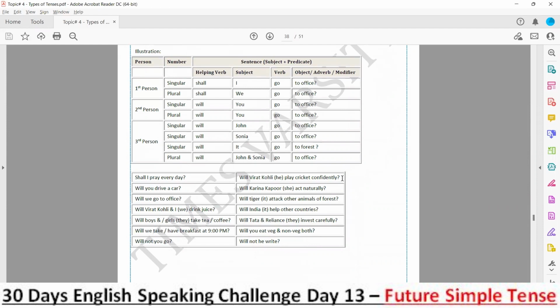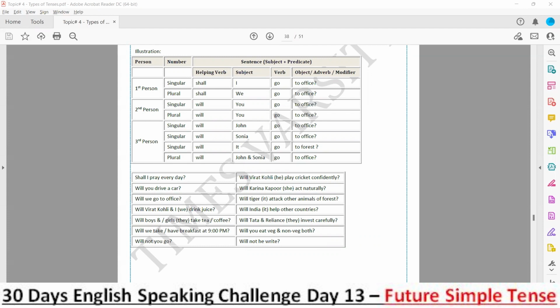Let's say we are talking about the performance of Virat Kohli in the next match, then someone can ask, are you sure? Someone will ask, will Virat Kohli play cricket confidently? So what should the answer be? Yes, he will play cricket confidently.